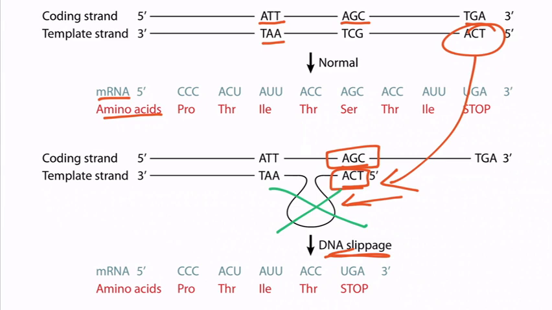Notice that at the top of the figure, TCG right here is transcribed into AGC, but in the bottom figure, this is replaced because ACT right here is transcribed into UGA. Ultimately, this results in a large segment of DNA that is not transcribed, which you can see right here, as well as a premature stop codon. In this way, DNA slippage can alter the reading frame and cause frameshift mutations.